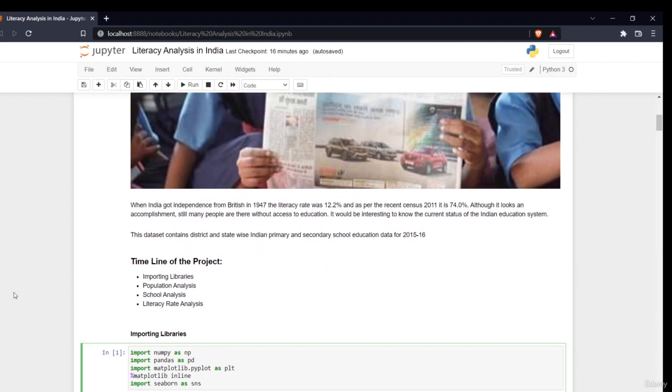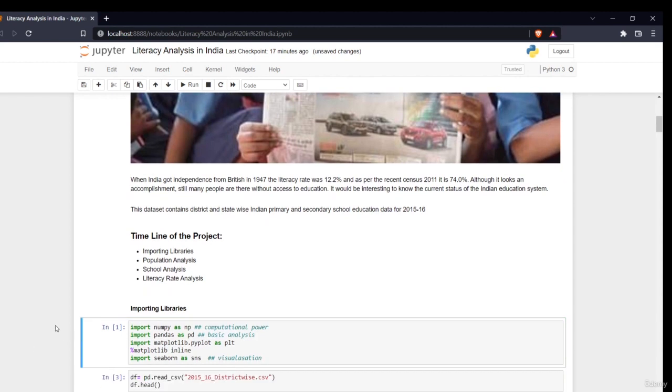You know, NumPy is basically for computational power, and Pandas is for basic analysis. And Matplotlib and Seaborn are just for visualization, and these are the most important libraries in this project, because we'll be dealing with these only.